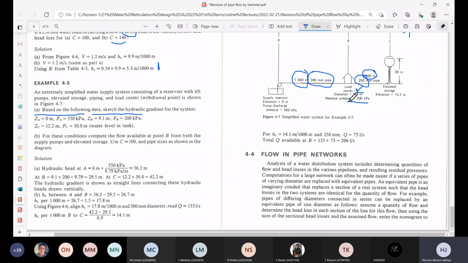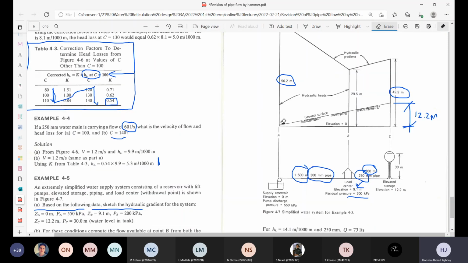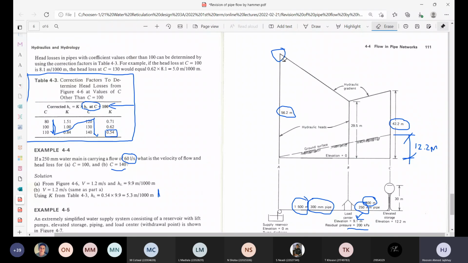Similarly, for point B, you can see we have the elevation head is 9.1, and then the piezometer pressure is 200 kPa. Now you have to add apples with apples. Bear that in mind. So 9.1 is in meters, 200 is in kPa. So that's why the 200 is divided by 9.79, so that you've got meters and meters, and then you add it up, and you see that you have 29.5. And then that's plotted in this graph, 29.5 relative to the datum line, and you just join those lines, and that gives you the hydraulic gradient line between A and B.